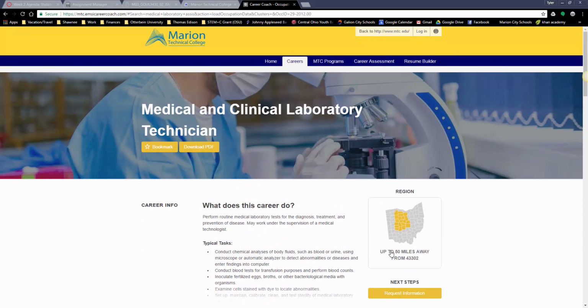What's great about this website, if you notice, is that I can set a region. So this is all local data, up to 50 miles away from Marion, Ohio. When we look at places like the Bureau of Labor Statistics, that's national data, and it has a lot of variability. So if you want to see whether this career is good for this area, you want to look only at that region.